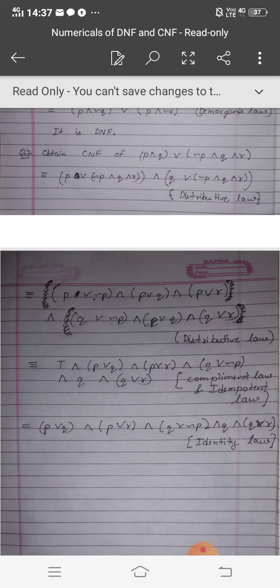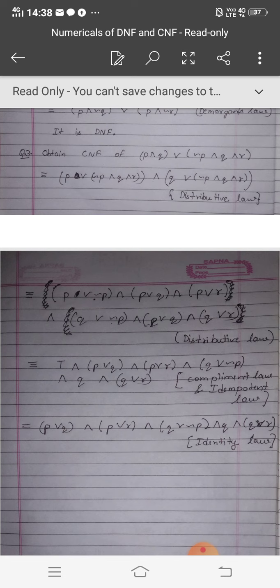Then we know P or not P is the complement law, and the value of it is T or 1, so we can replace it by T. Also there is one more law over here, just check it, Q or Q. Yes, Q or Q will be Q by idempotent law. Okay, you must have remembered all the laws.